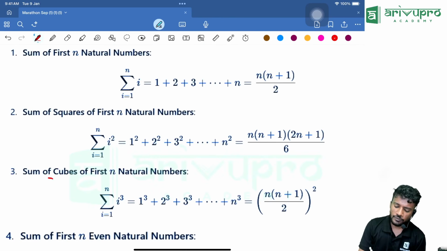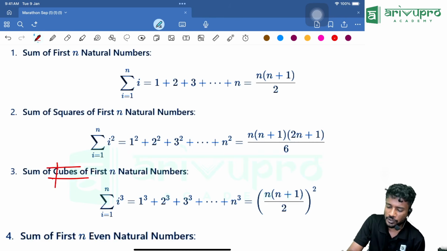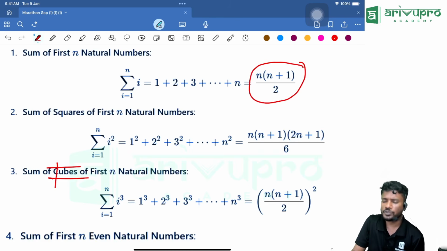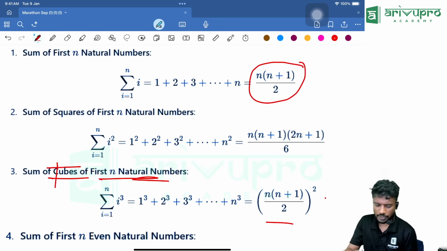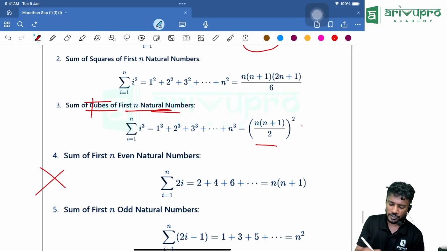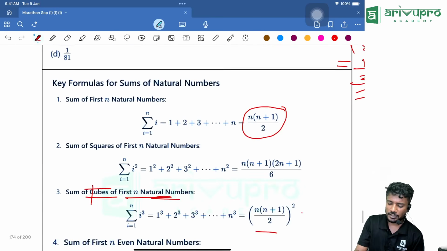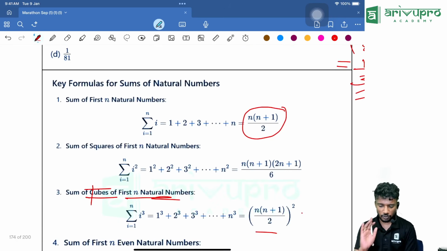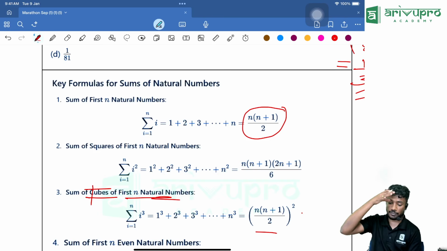Then, sum of the cubes, that is much easier, because this entire value squared gives the sum of the cubes of first n natural numbers. Then, this is not much important. You study these three things. That is important. Keep a note. Everyone, make a note of these three formulas.